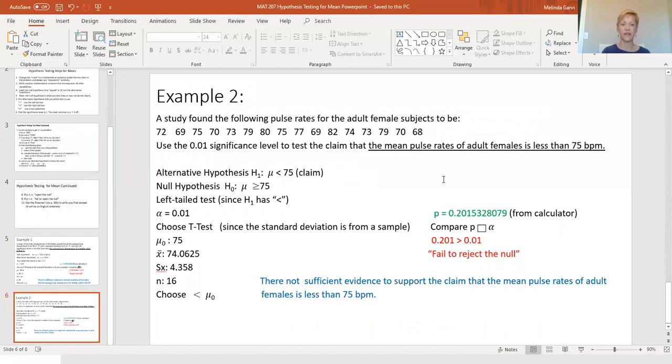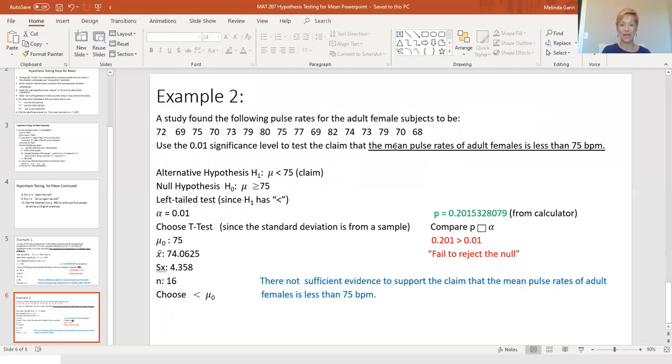A study found the following pulse rate for adult female subjects to be, and so one person had a resting pulse rate of 72 beats per minute, and another woman had a rate of 69 beats per minute. You know how when you test your pulse rates? Okay, so it said this time use the 0.01 significance level to test the claim that the mean pulse rate of adult females is less than 75 beats per minute.